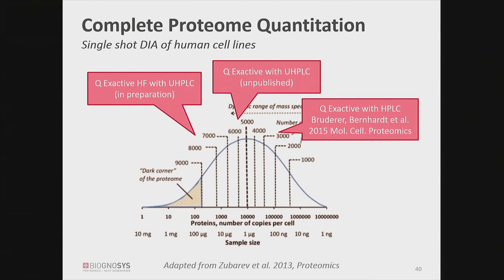Okay, then a little history of our laboratories. In the very beginning with the Q Exactive, normal HPLC, no ultra high pressure, we were in the range of 3,000 to 4,000 proteins. With the Q Exactive and UHPLC, we now get in this range here, and on the Q Exactive HF, we were in this range. So it's continuously growing, which is interesting.